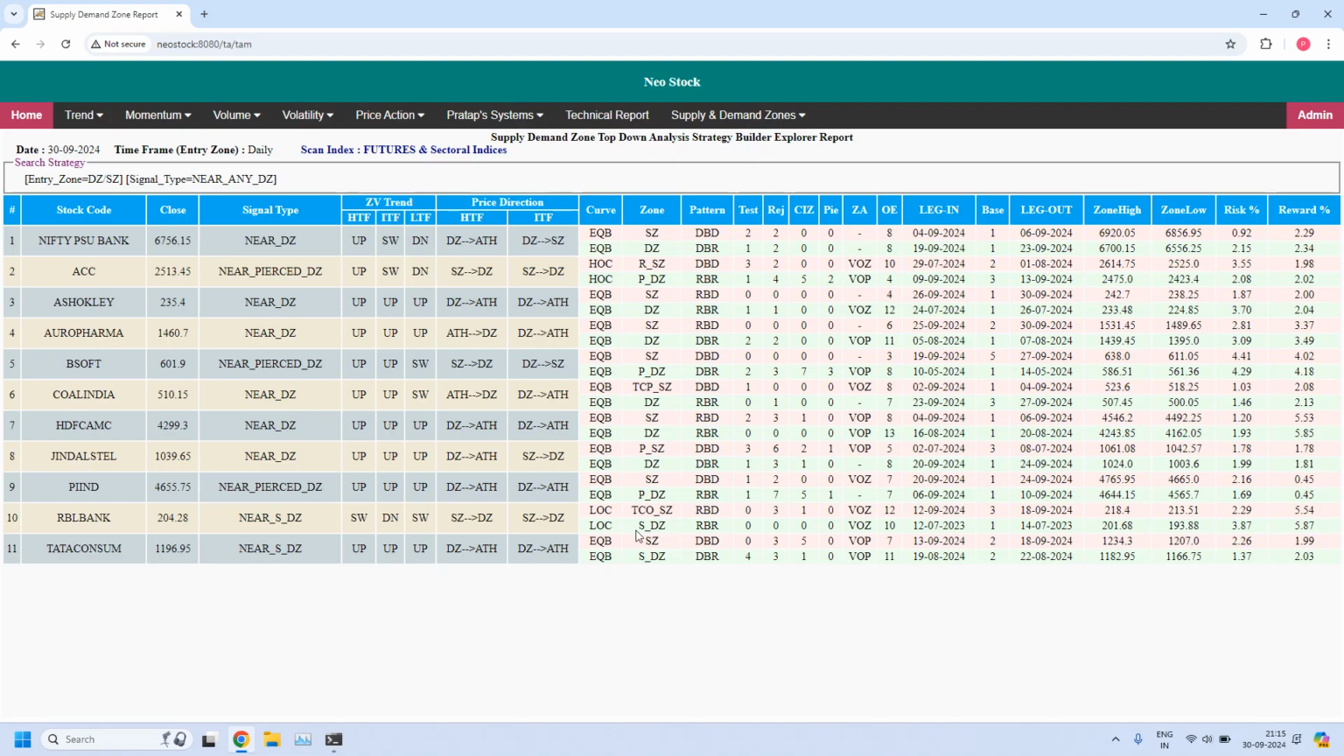Here we have RBL Bank is a valid high liquidity demand zone. And then Tata Consumer is also a high liquidity demand zone. So we have identified 2 daily high liquidity demand zones from this list.